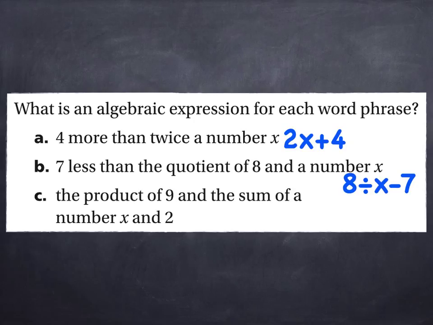The last example here says the product of 9 and the sum of a number x and 2. It's important here that you read this carefully. It says the product of 9 and the sum. So we are going to have parentheses around the addition problem here because we actually want to multiply 9 and the answer to the sum of a number x and 2. So we would need to do 9 times, in parentheses, x plus 2. 9 times the sum, x plus 2.